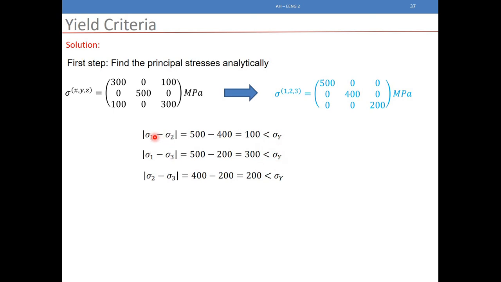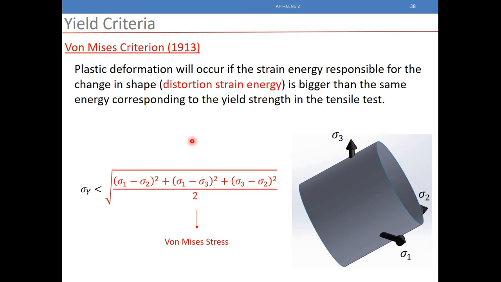That's the Tresca criterion. We find the principal stresses and we do these differences. So we can see that at the point P, we will not have any plastic deformation according to Tresca. That's it. Very simple. Now the second criterion was proposed by von Mises.